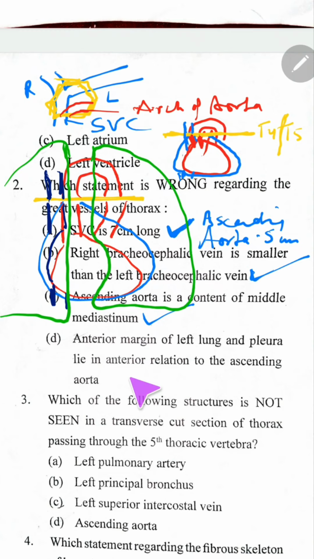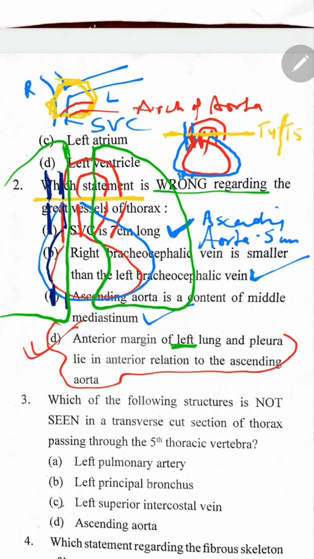So the answer here will be, because this is the wrong thing, and the question was asking for the wrong statement, your answer will be D. Got it? This is the wrong statement.